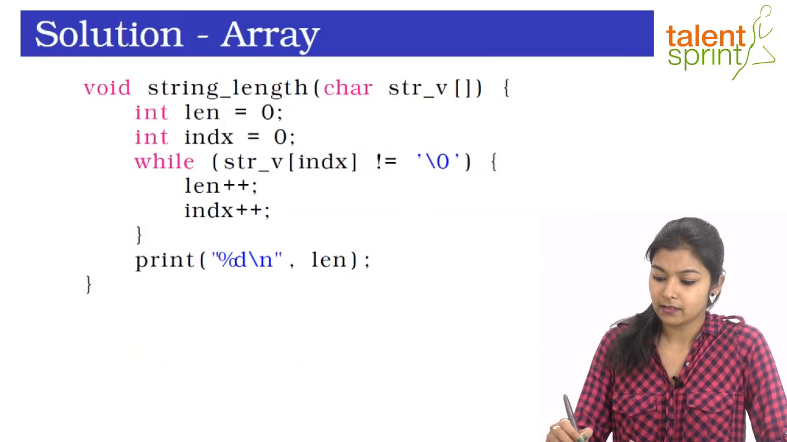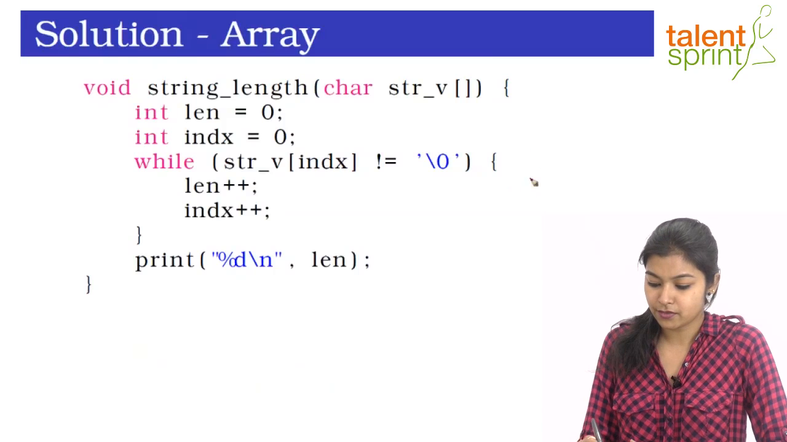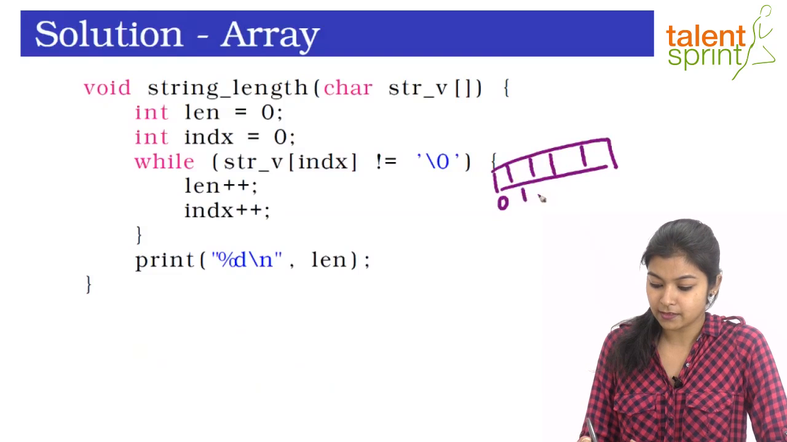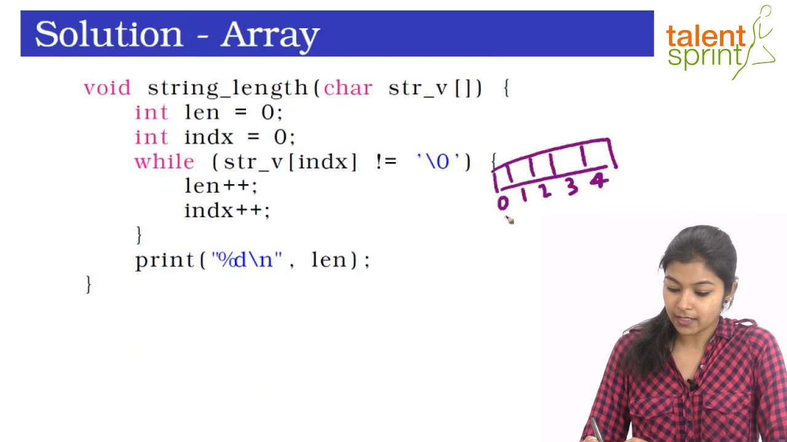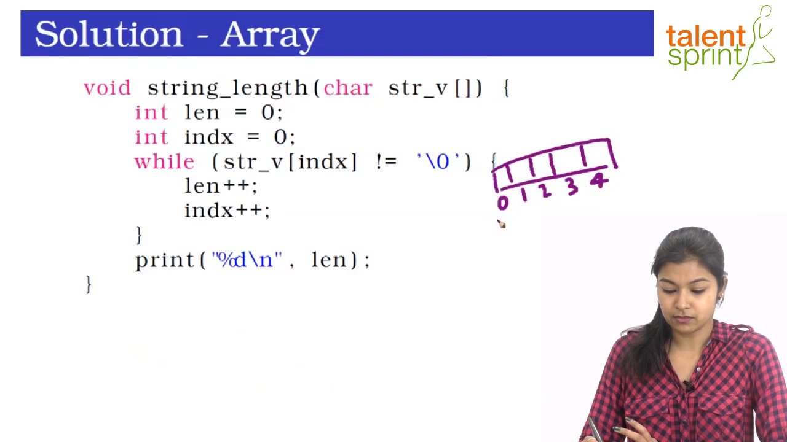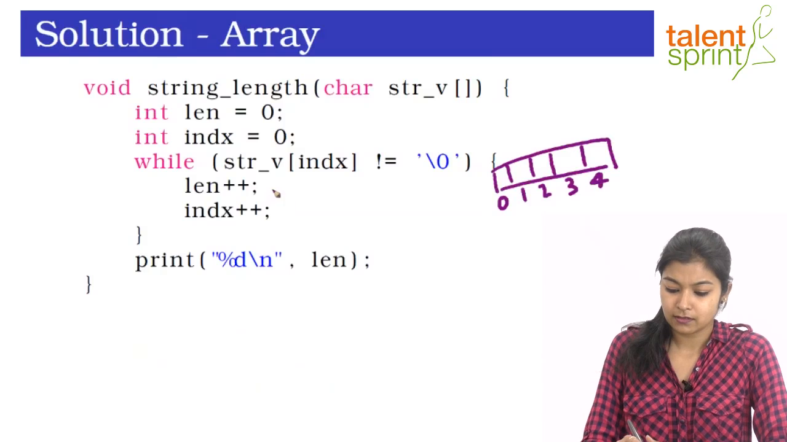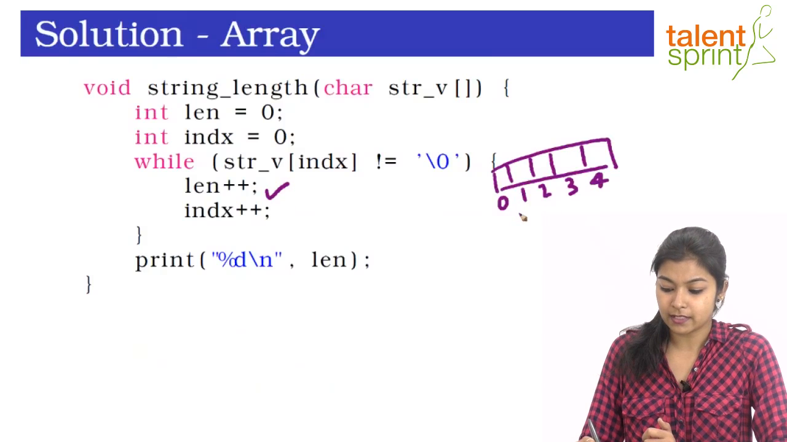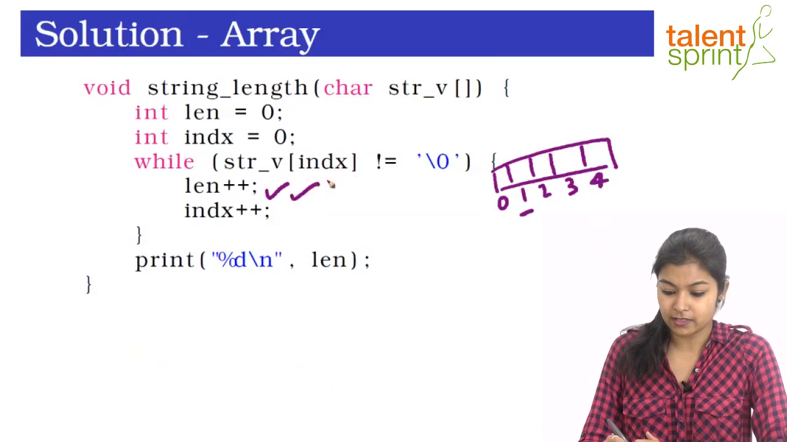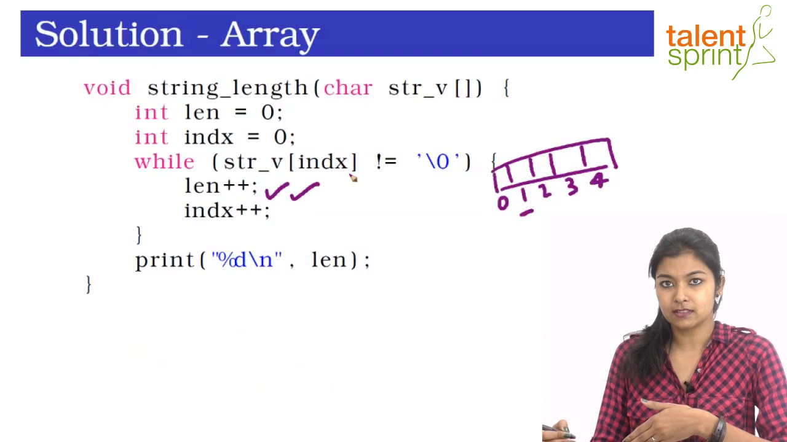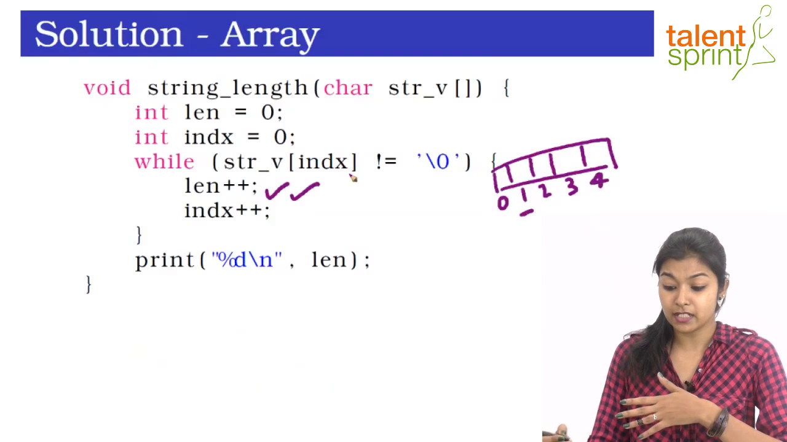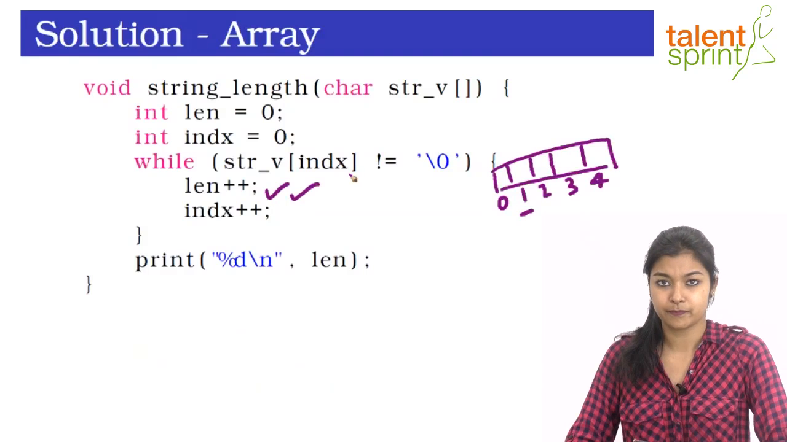So let's say, for example, our string has index 0, 1, 2, 3, 4. So we'll start with index 0 in our first iteration, add to the length, then move to the index 1, again add to the length, and we'll keep on doing this till we reach the end of the string, and finally print the length. Let's see how we can improvise this program to make it a little better.